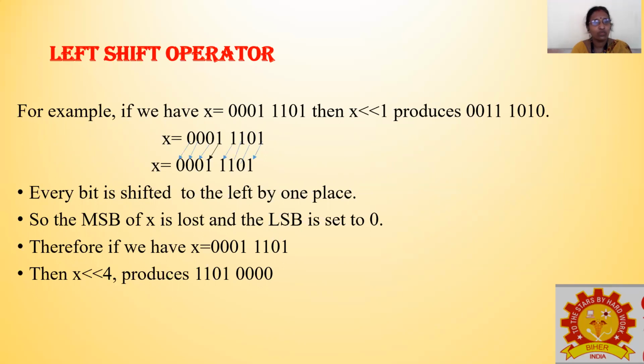How is it being shown here? Every bit of 0001 1101 is shifted one bit to the left. Every bit is shifted to the left by one place, so the MSB of x is lost and the LSB is set to 0. Therefore, if we have x equal to 0001 1101, then x left shift 4 moves each and every bit 4 places to the left.